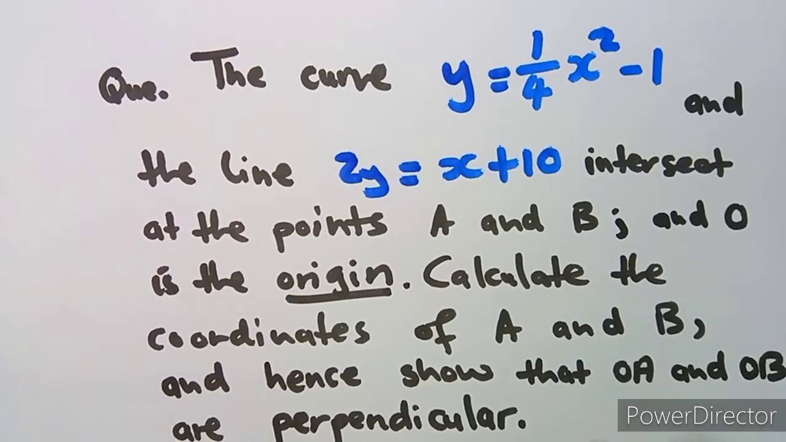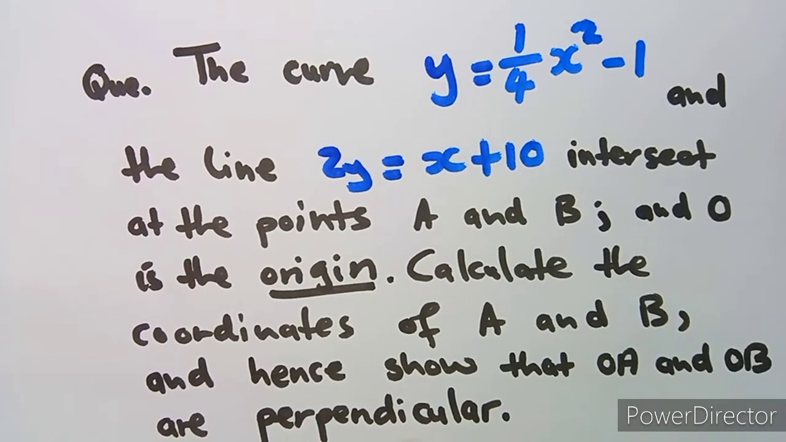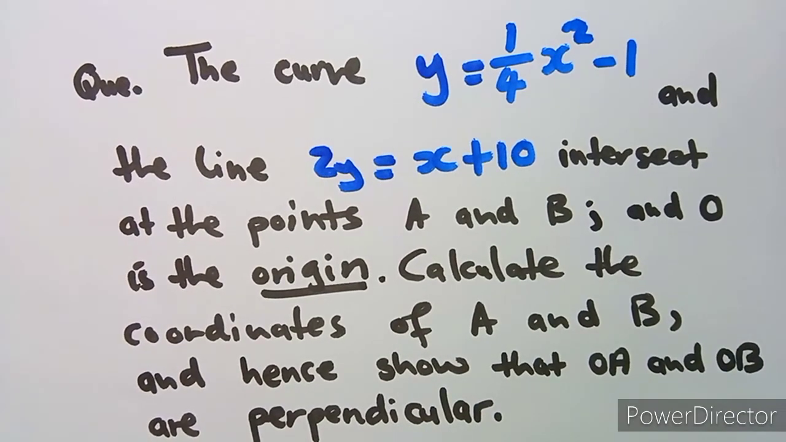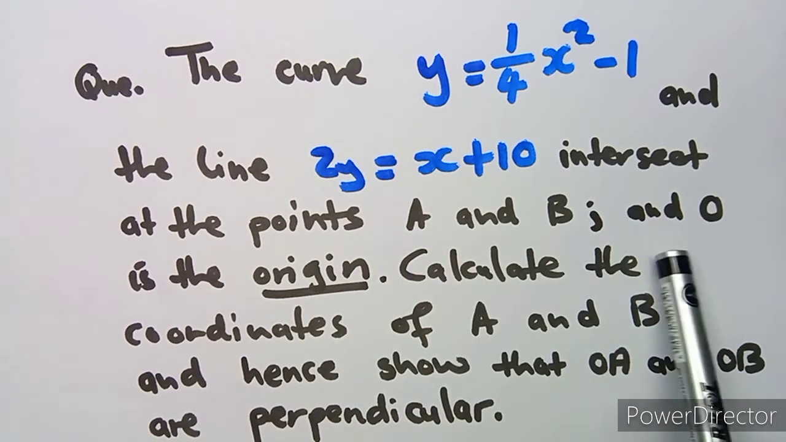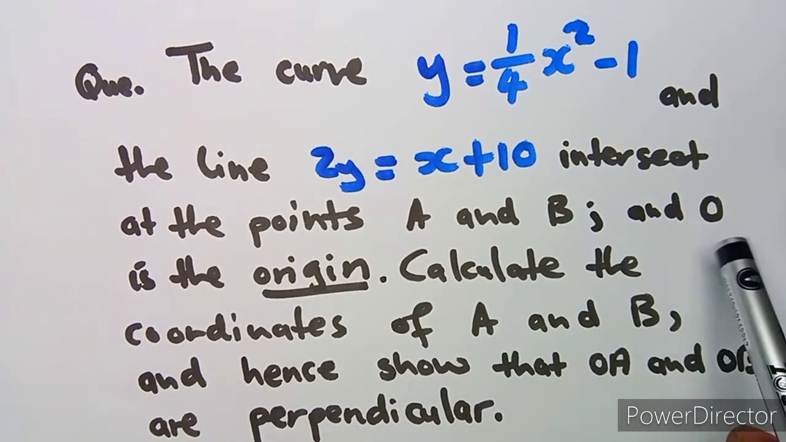So guys, let's see another one. I hope we corrected that part, guys, that we just had. Here we are given a curve. There's a curve that we have, which is y is equal to 1 over 4 x squared minus 1, and the line 2y is equal to x plus 10, which intersect at the points A and B. And O is the origin. Just O is just another point, which is the origin, guys.